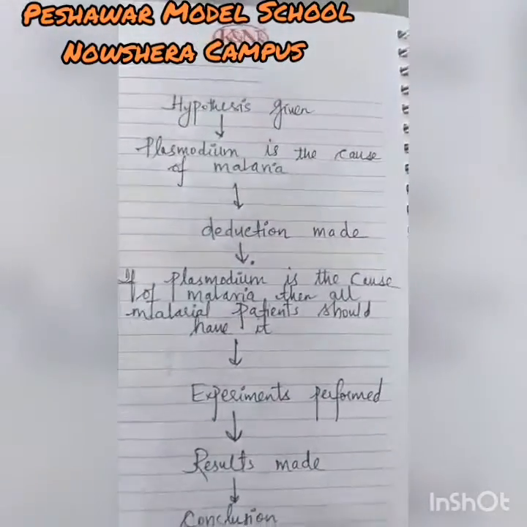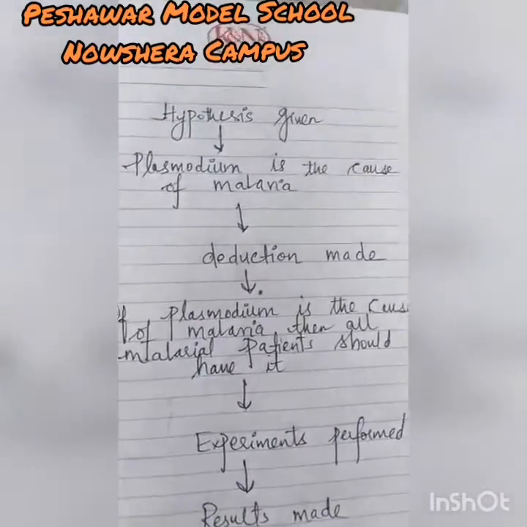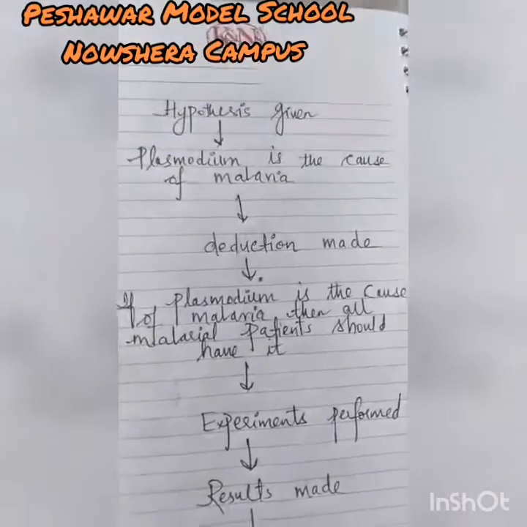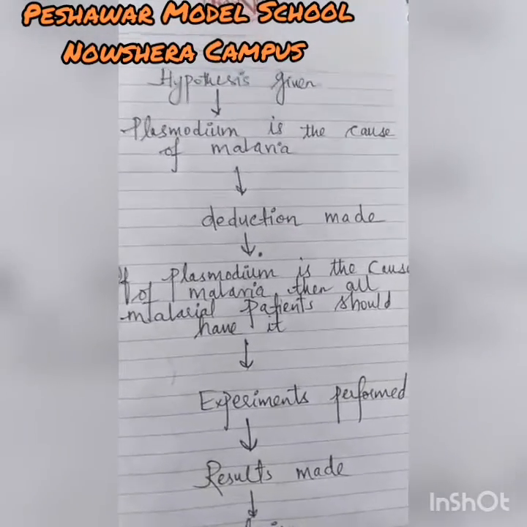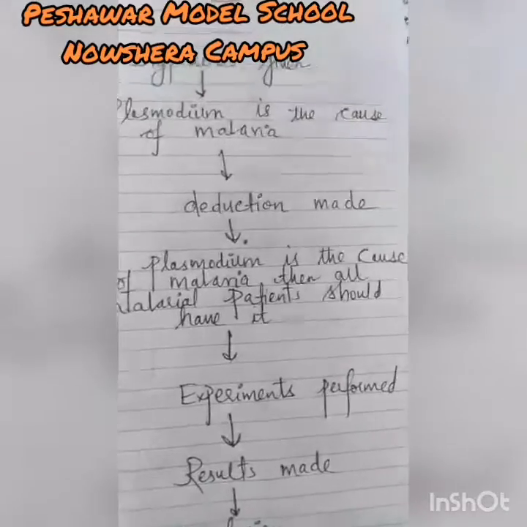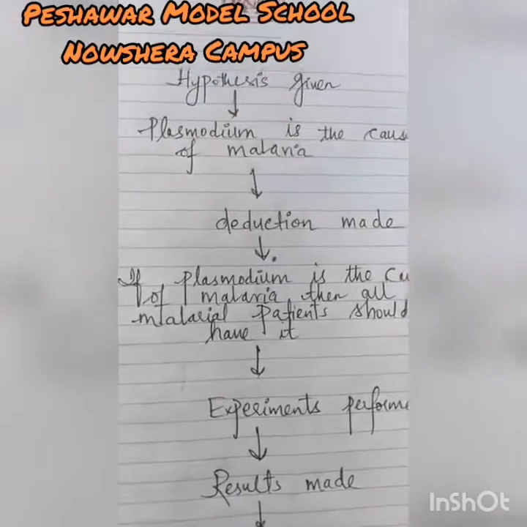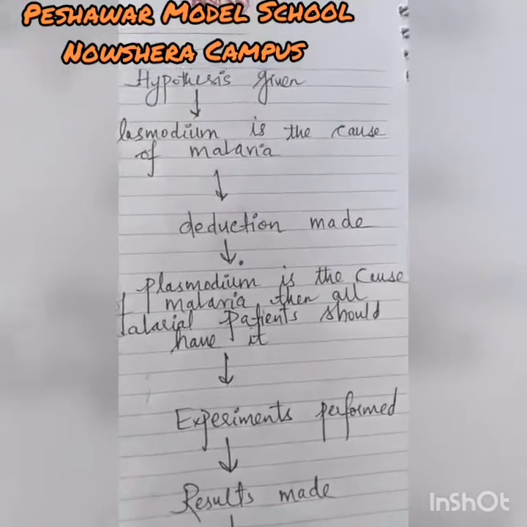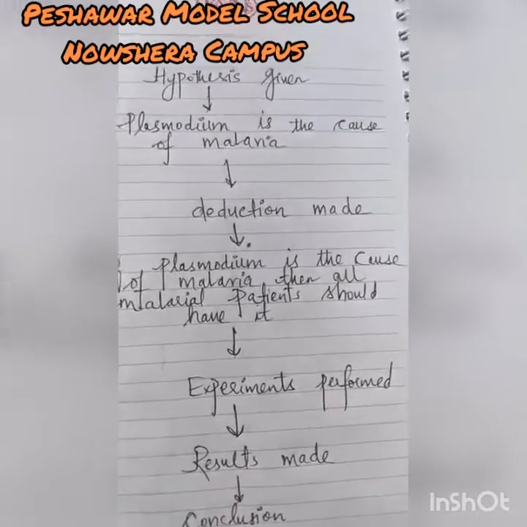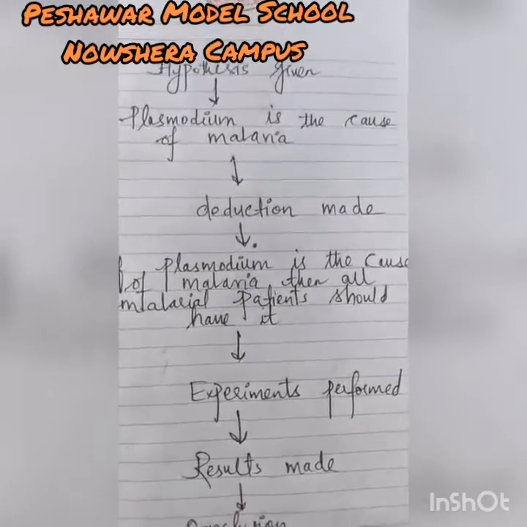Now, the next step: the hypothesis was given. What was the hypothesis? This is the second step in the biological method: plasmodium is the cause of malaria. After observing the malaria patients, we give this hypothesis that plasmodium is the possible cause of malaria.